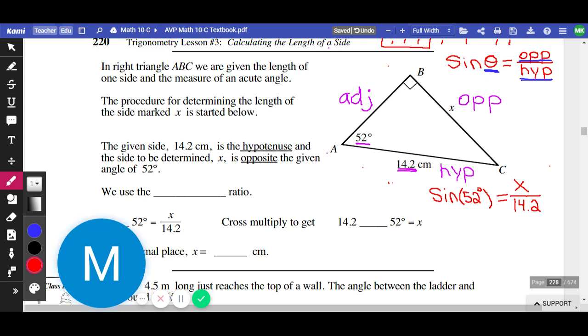You can solve this by isolating x. That means getting x by itself. To get x by itself, we need to get rid of the divide by 14.2. What's the opposite of divide by 14.2? Multiply by 14.2. So I'm going to multiply both sides by 14.2. On this side, it would cancel out. And over here, I would have 14.2 times sine of 52 degrees.